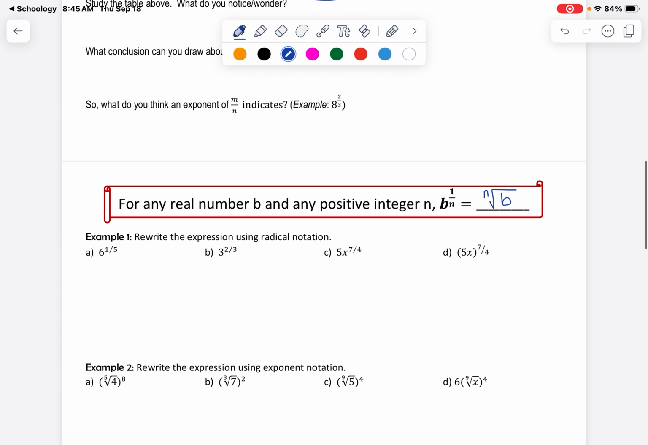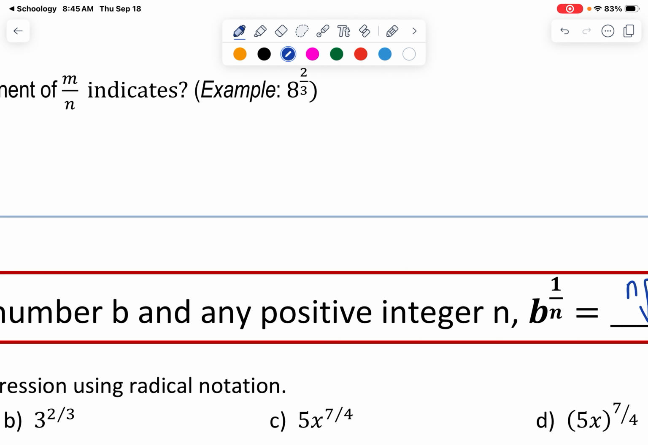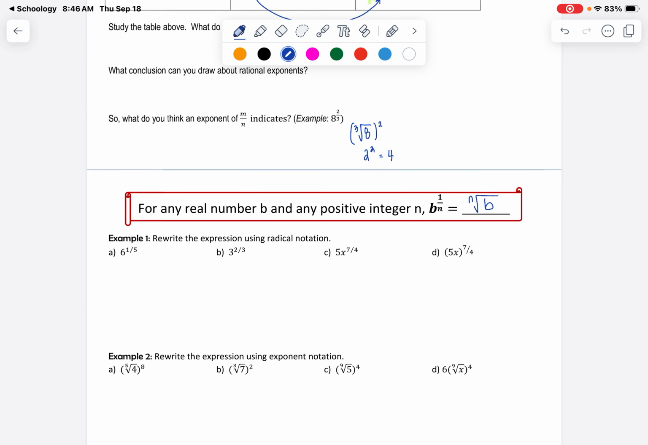Okay, so coming back to this one right here, we have 8 to the 2/3 power. If I don't know what 8 to the 2/3 power is, I can rewrite this as the cube root of 8 squared. The cube root of 8 is 2, and 2 squared is 4. So you can evaluate that. That's pretty nice, huh?